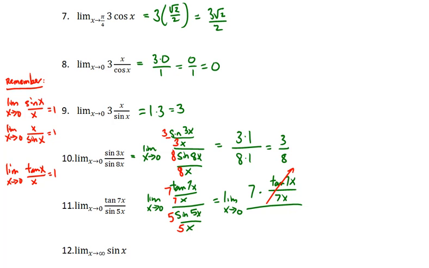Tan of something over the same thing is going to give you 1, limit as x approaches 0. In the denominator, I'd have 5 times sine of 5x over 5x, and we know that that limit as x approaches 0 is also 1. And so we end up with just the limit as x approaches 0 of 7 over 5, and that is just 7 over 5. Problem number 12, we have the limit as x approaches infinity of sine of x.